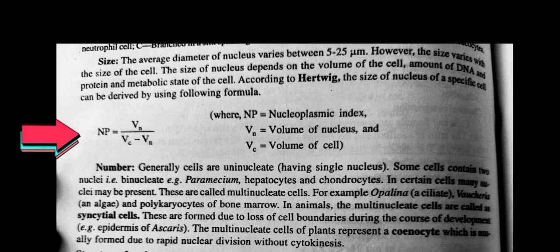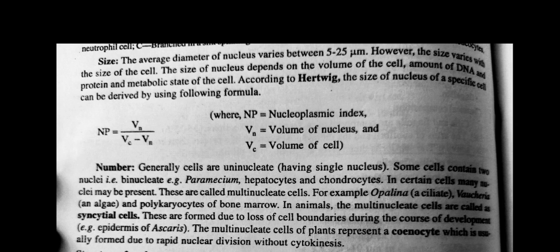You can note this is a formula of the size. When we study the number, generally cells are uninucleated. Uninucleated means having one nucleus. Uni means one and nucleated means nucleus, having one nucleus.